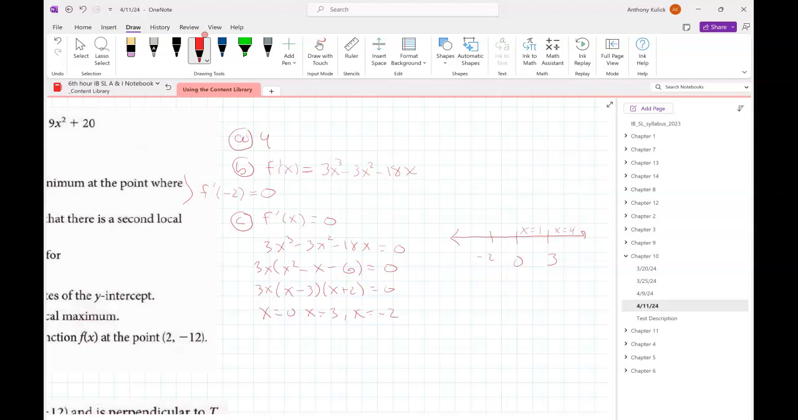So if I plug in 1, I'm going to think about plugging it into here. When I plug 1 into 3x, I get a positive. When I plug 1 into x minus 3, I get negative. And when I plug 1 into x plus 2, I get positive. Positive times positive is negative. When I plug 4 in, I get positive, positive, positive. 3 positives is a positive. So we're going decreasing, turning to increasing. That's a local min.